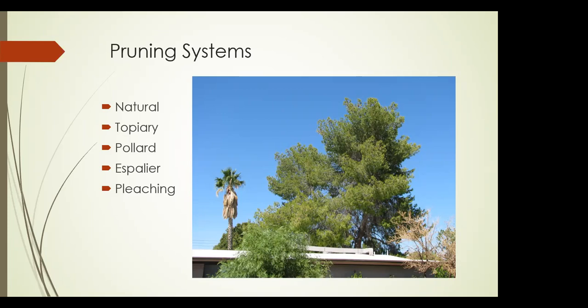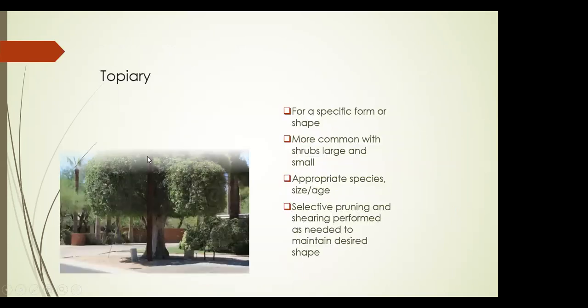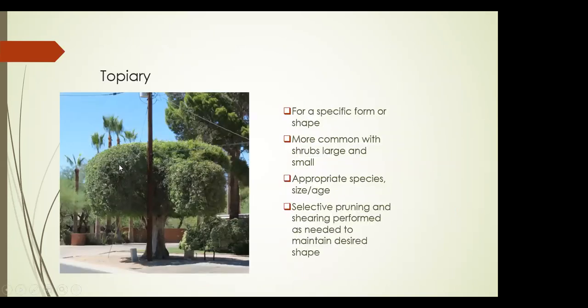So I'm going to go through this real fast, but I just want to let you know that we do have other systems. Almost all of us are going to work with trees. We're going to work with a natural pruning system, and it kind of keeps the shape of the tree, but it does change the appearance. This is the preferred style of pruning for trees. We want them to look like trees. But we do have other ways to prune.